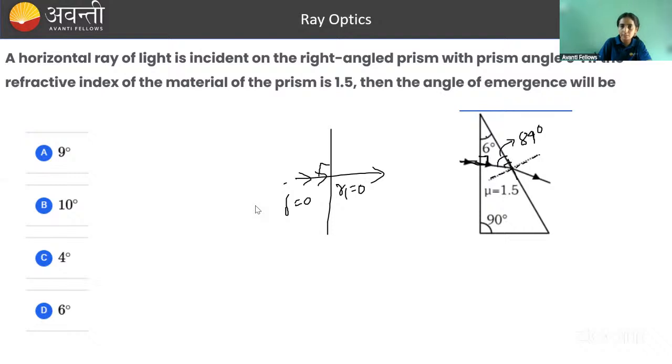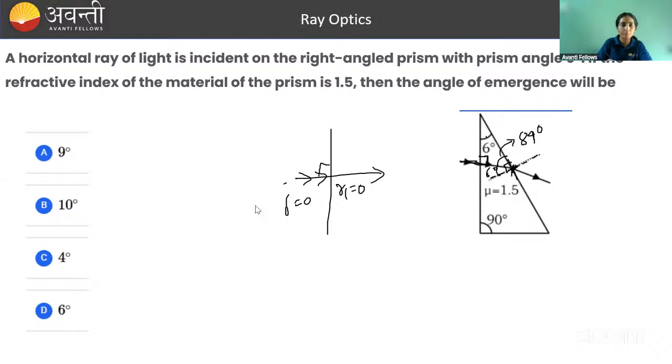And if this is 84, then this is the normal on the second surface. So this whole is 90 degree, this is 84, so this will become 6 degree. So the angle of incidence on the second surface is 6 degree. Now apply Snell's law at this point. If you apply Snell's law, what will be the thing?